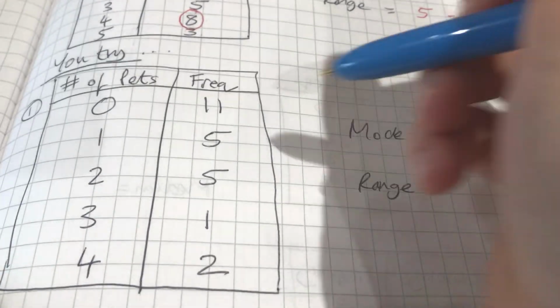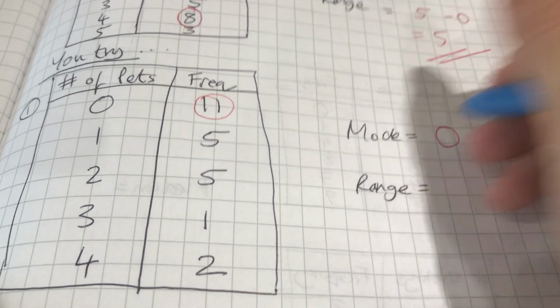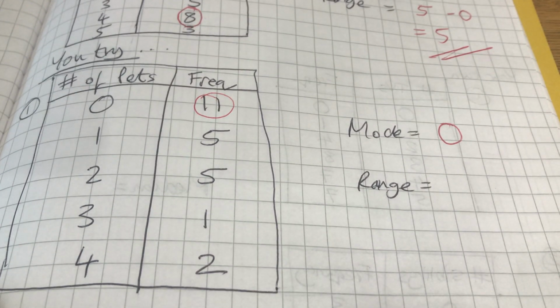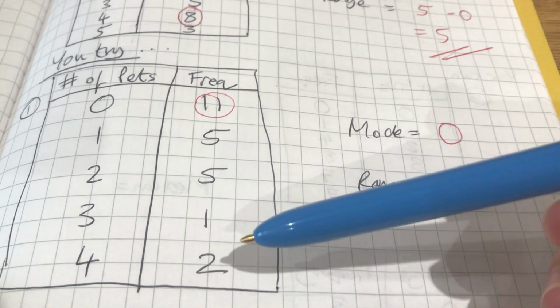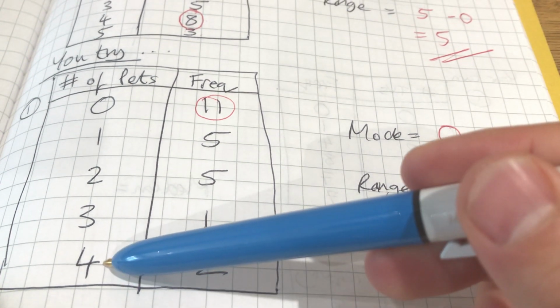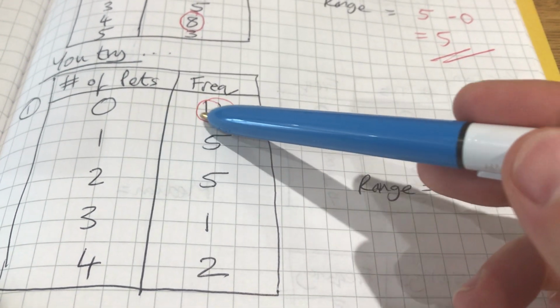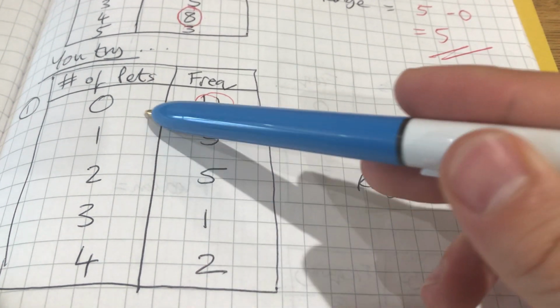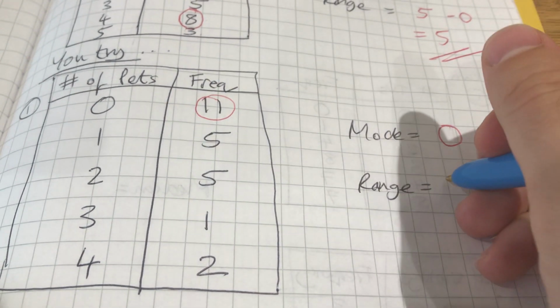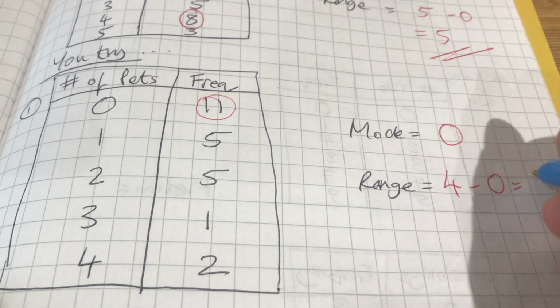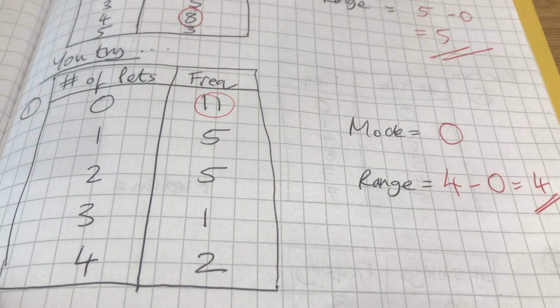So the mode here, the one with the biggest frequency, 11 is the biggest frequency, so 0 is the mode. The range: there are some people that have got 4, and lots of people that have got 0. So biggest take away smallest, and there's your answer, 4.